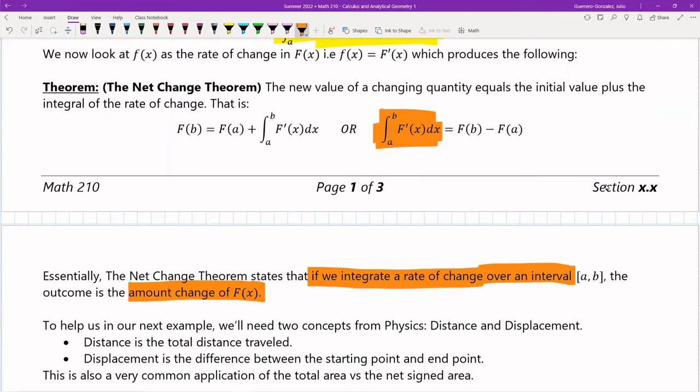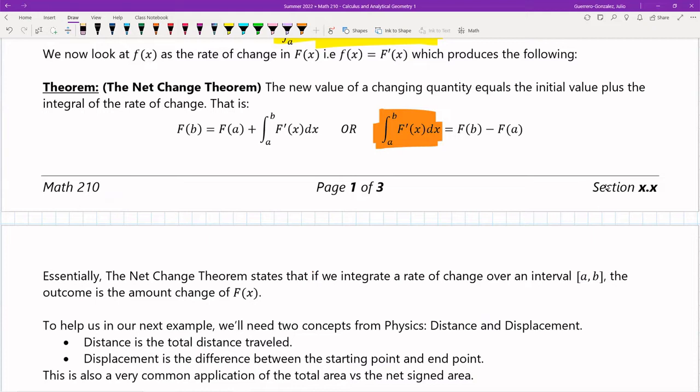Okay. It tells you how much it has changed, which makes sense, right? Because if, taking, this is what we're going to use right now, right? In the next example, let's say you had a velocity, and you integrate the velocity. Then the outcome should be a position, and in particular, it's supposed to be how much position has changed from A to B. Make sense? So that's exactly what we're going to get into.